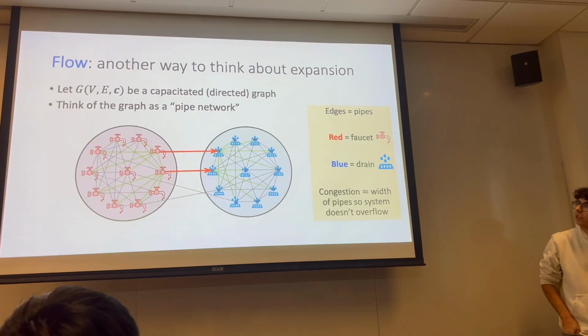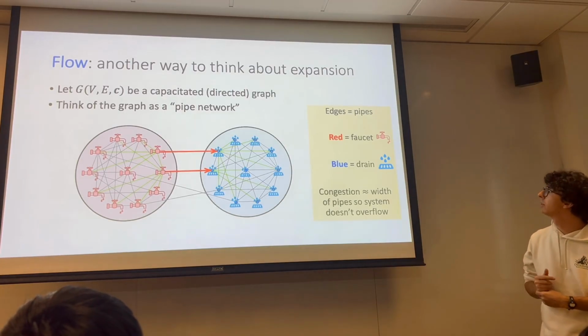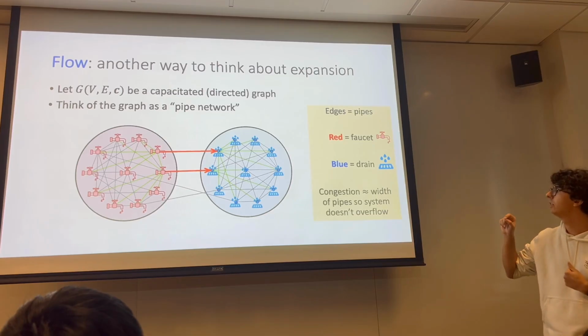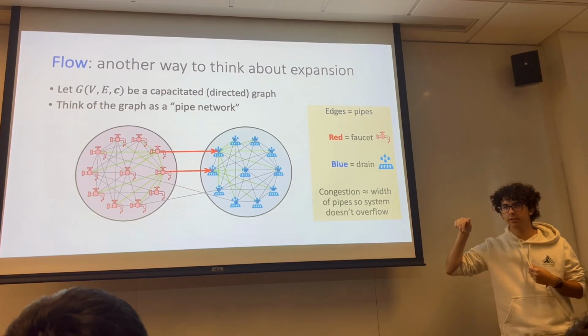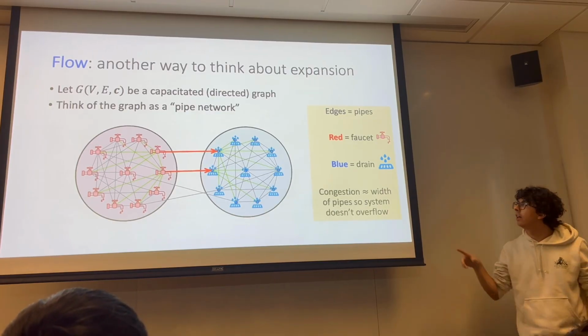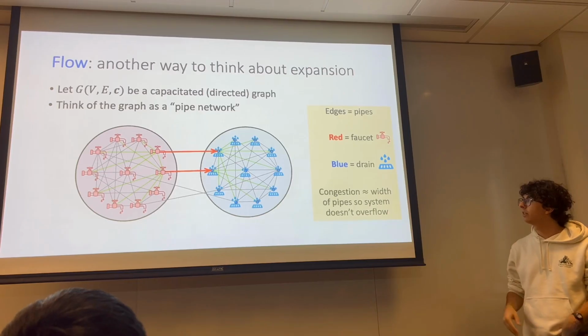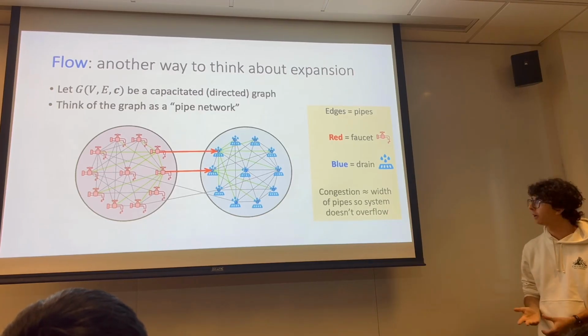What do I mean by that? So the graph, the edges are pipes, and I've colored some of the vertices. The vertices colored red are like faucets. They're sending water into the pipe network. And the ones that are colored blue are like drains, they let water drain out of the pipe network.